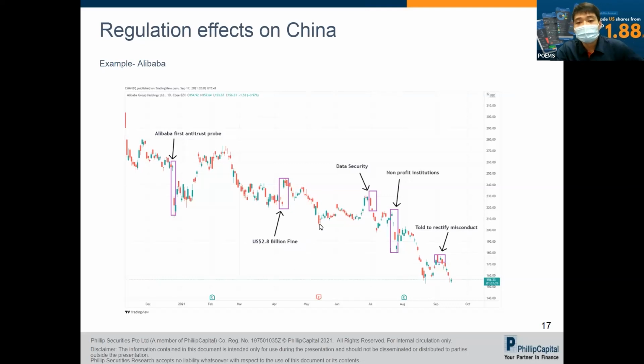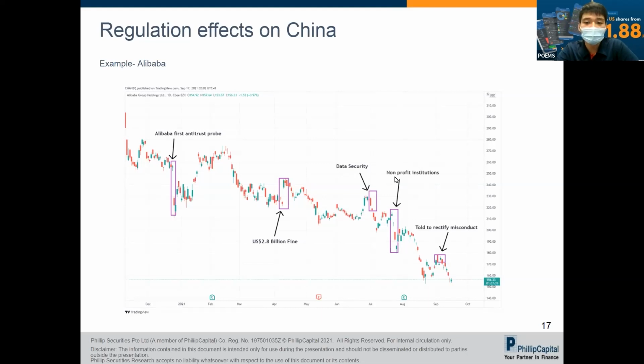But they didn't know that a few months later, there would be more regulation issues like data security and a non-profit institution rule where tuition centers were turned into non-profit organizations. Even though Alibaba does not have a very significant stake in the education industry, this still led to a sell-off in their shares. This is because this regulatory issue affected investors' sentiment negatively and led to a broad market-wide sell-off.